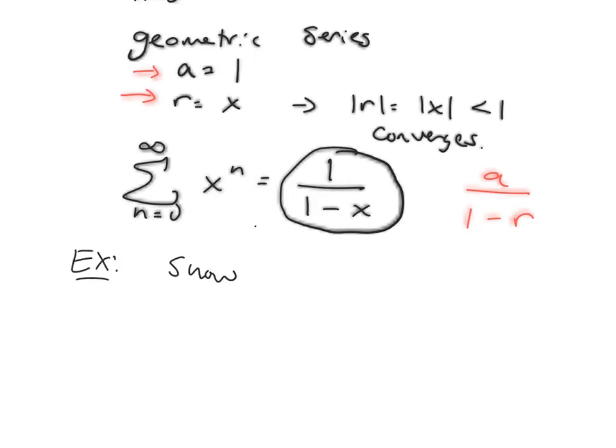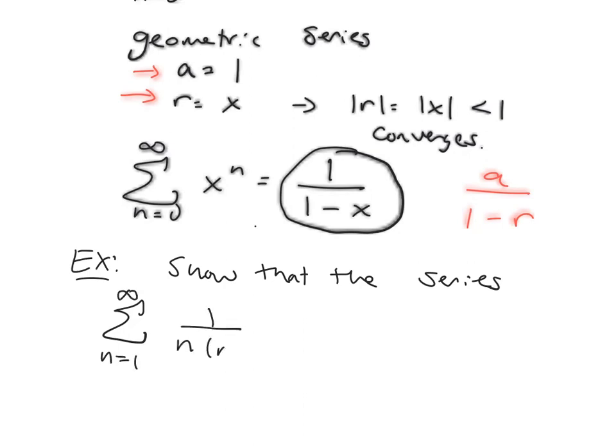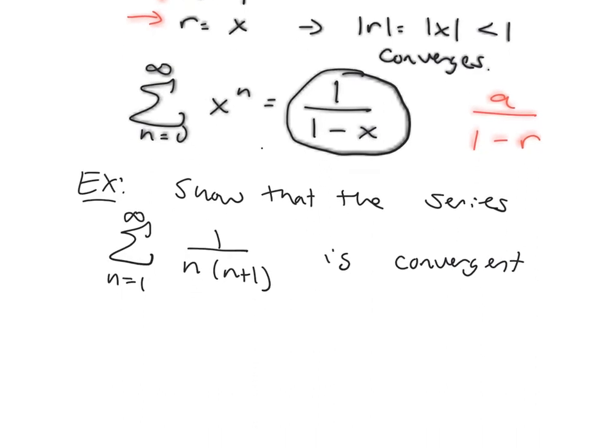Show that the series, the sum from n equals 1 to infinity, 1 over n plus 1, is convergent. And find its sum.